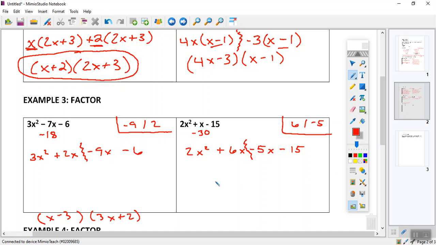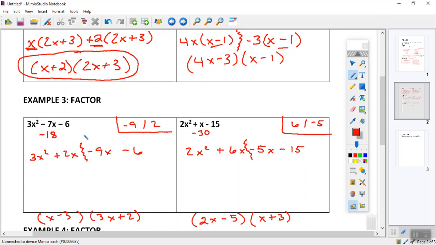Okay. Anybody want to take a shot at this one over here on the right? What'd you get for an answer? 2x minus 5 times x plus 3. How many agree with those, maybe? Okay, let's check.